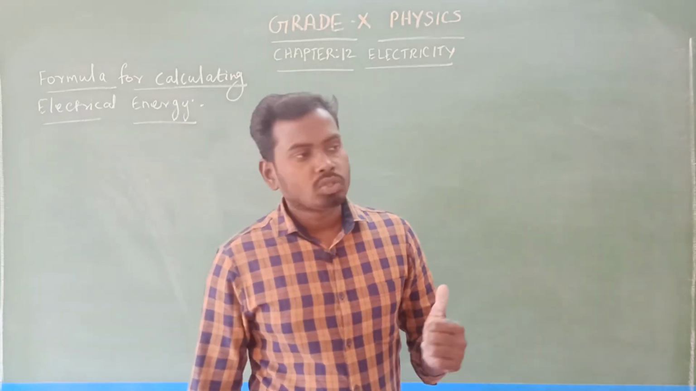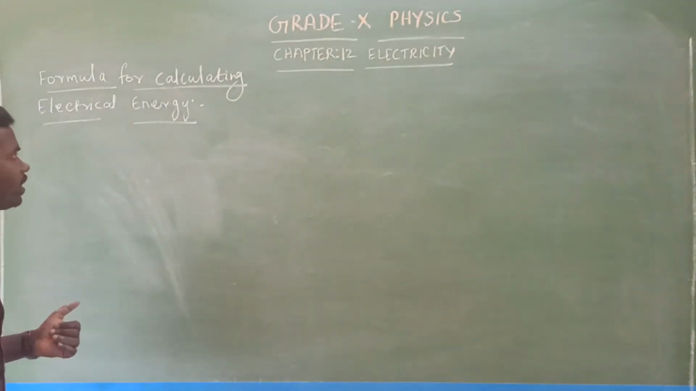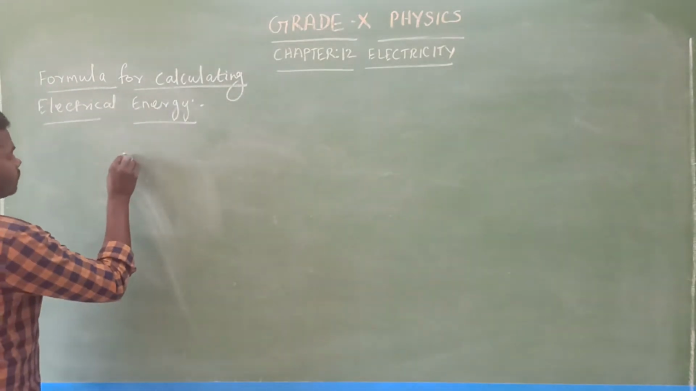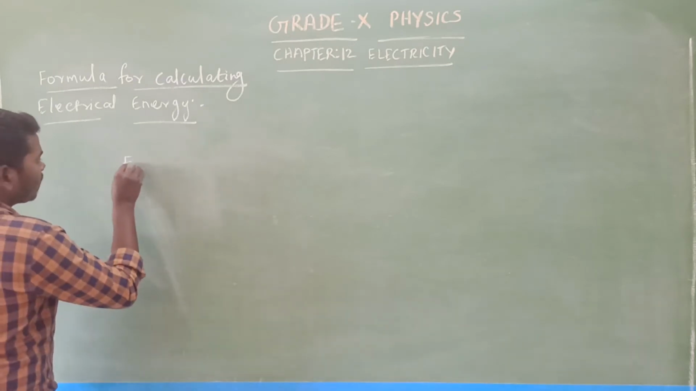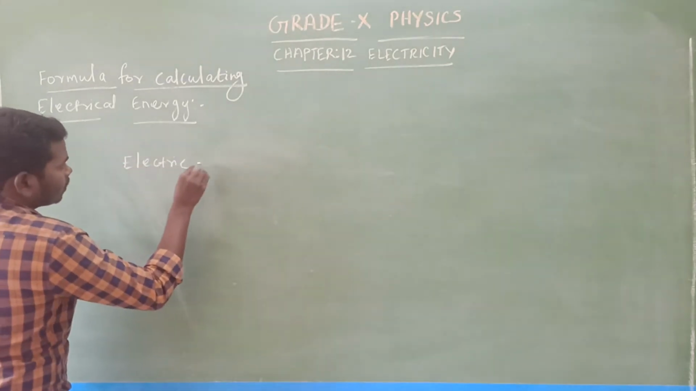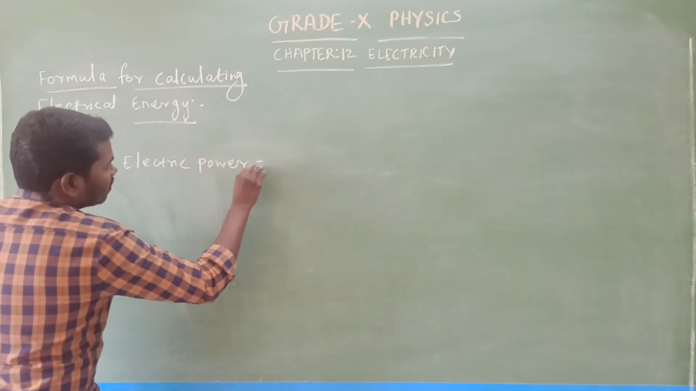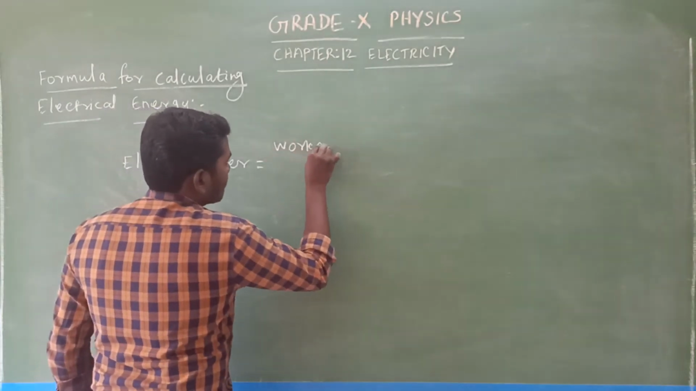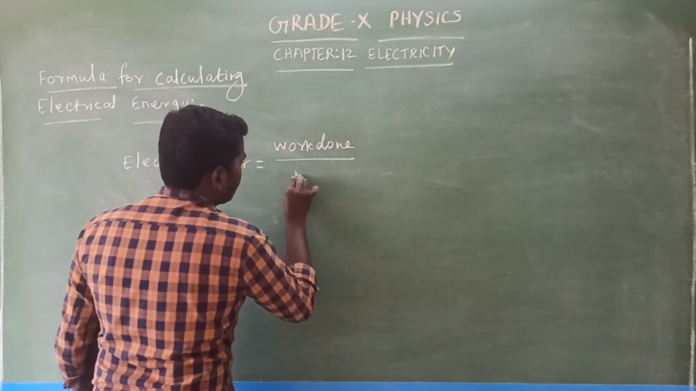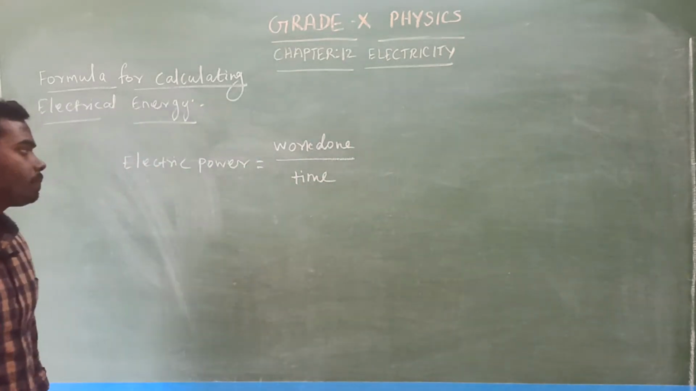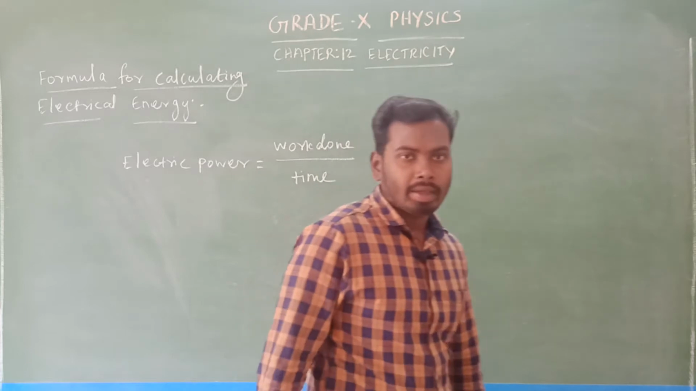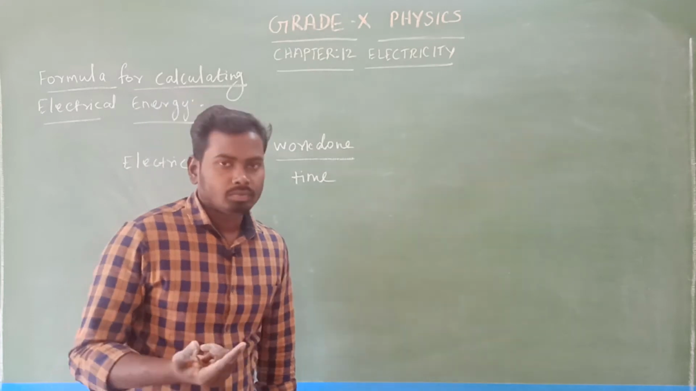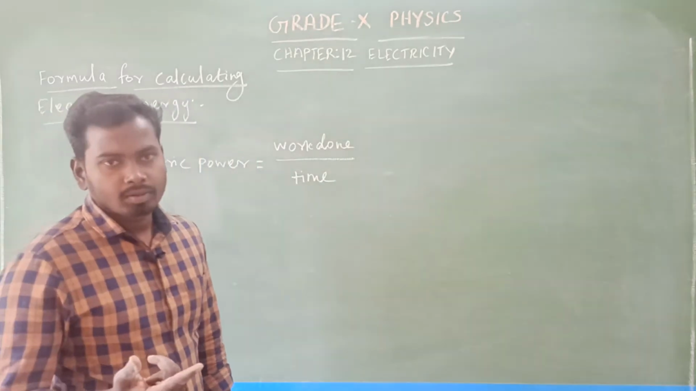So what is that question? The formula for calculating the electrical energy, isn't it? Already we know electric power, or power, both are the same here. Electric power is equal to, what is that formula? Yes, work done divided by time. Electric power is equal to work done divided by time. Which means the rate at which electrical work is done.